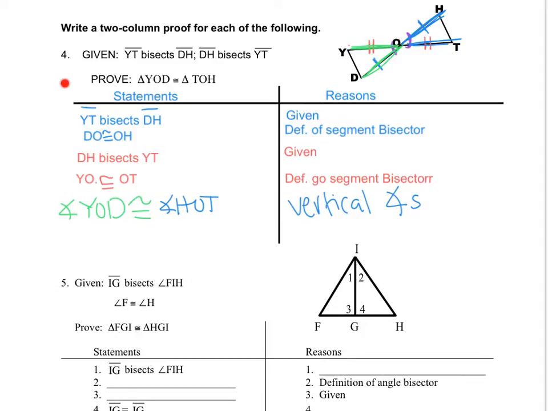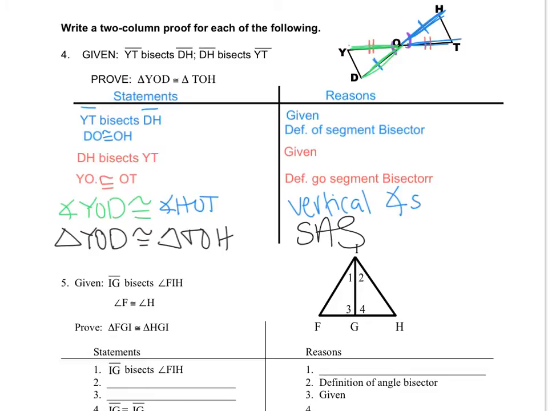Okay, and whatever you are trying to prove, I'm trying to prove those two triangles are congruent. Whatever it says to prove, that has to be your last statement. So triangle YOD is congruent to triangle TOH. How do you know that's true? You have a side, another angle, and a side. So it's congruent by side, angle, side, and that's your reasoning.